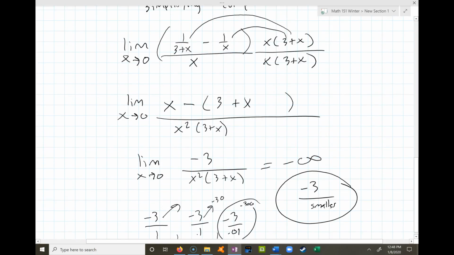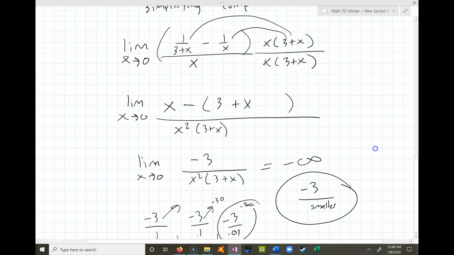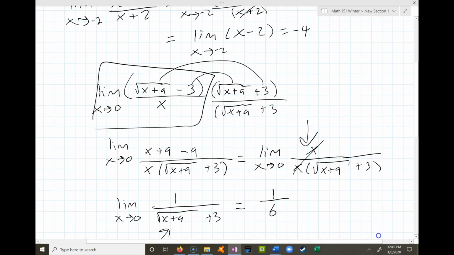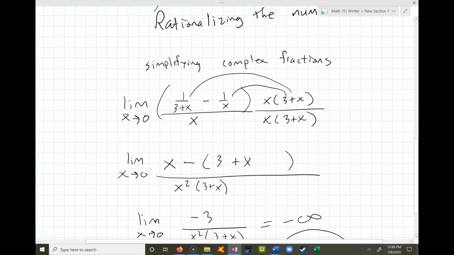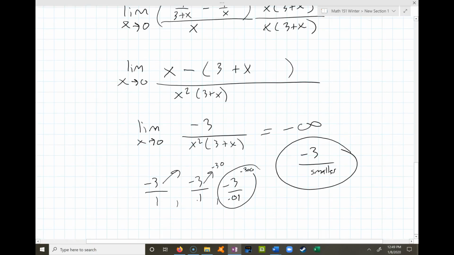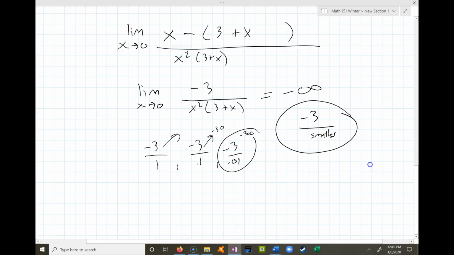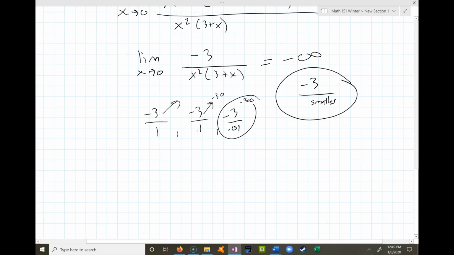So there are 3 different algebra techniques. We did just factor and cancel. Then we did rationalize the numerator, and that's a very useful technique when we have a square root in the top of the fraction. And then here we multiply top and bottom by a common denominator to simplify a complex fraction. Again, in all cases, we got it down to where we can intuitively work out what the limit would be. Okay, so that's a short video on algebra techniques for evaluating the limit.